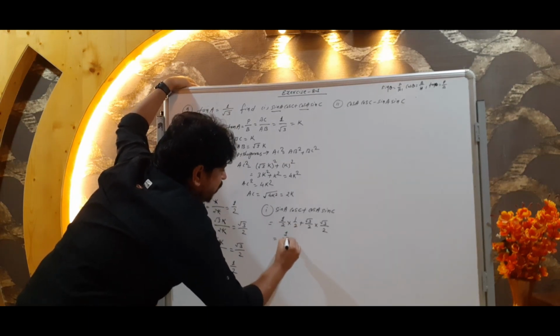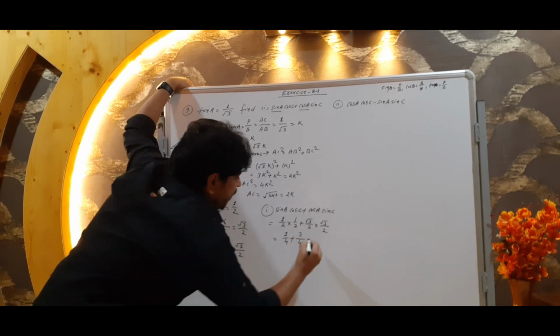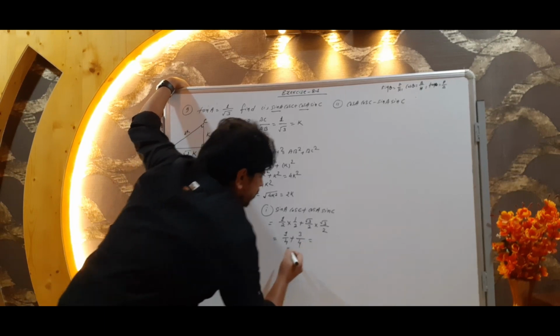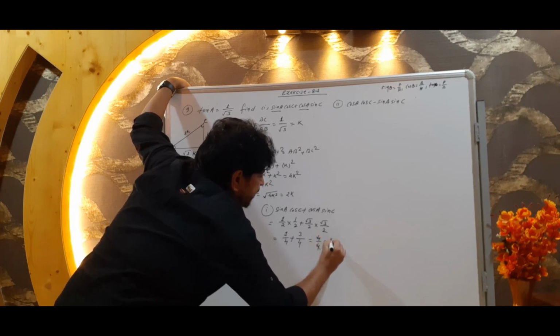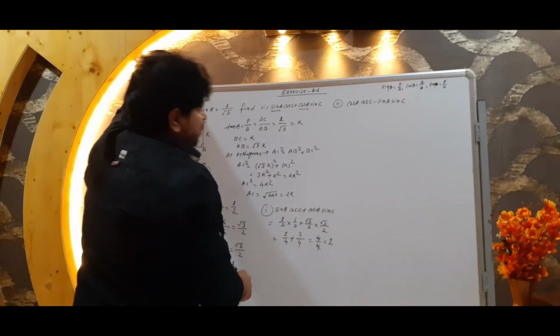1 upon 4 plus root 3 into root 3 means 3, and 2 into 2 is 4. If we take its LCM, what will we get? 4. So we got 4 upon 4. 4 and 4 cancel, in that case 1. What we got its value? 1. Now we have to find out the second case.